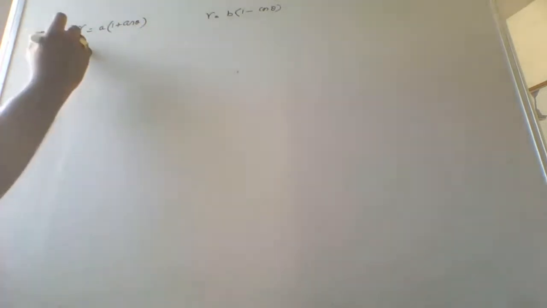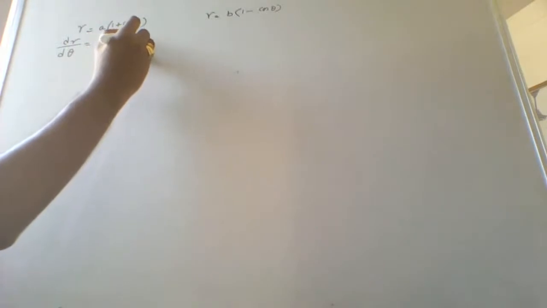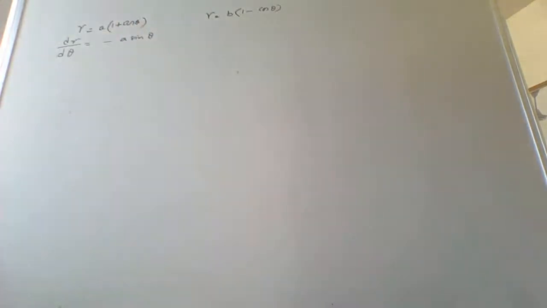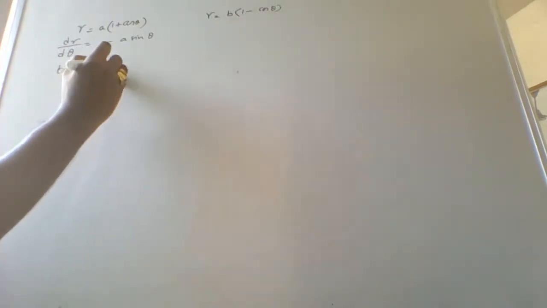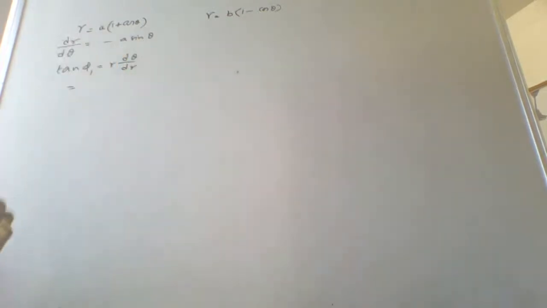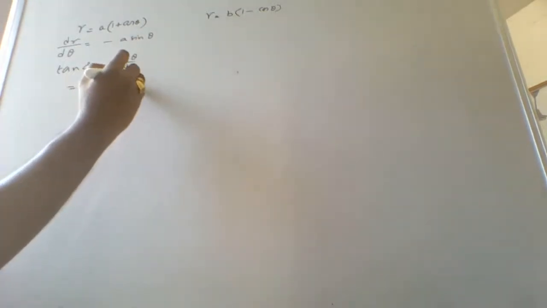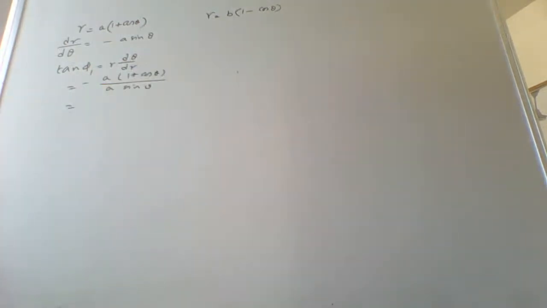So again, this is dr by d theta, so this is minus a sine theta. So tan phi 1 is equal to r d theta by dr. So let us substitute it. So you got a times 1 plus cos theta.